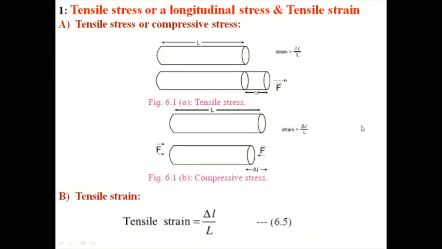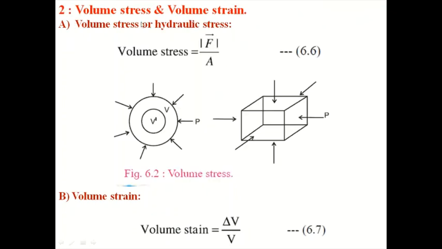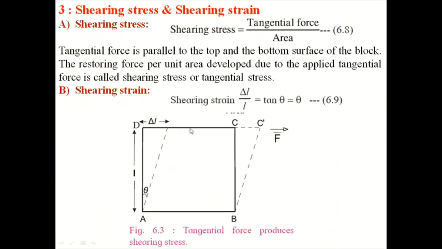The most important difference between these three is that in tensile stress and longitudinal stress, both size and shape are changed, but in volumetric stress only size is changed, with no change in shape. But in shearing stress the shape is changed without changing the size. It is the most important difference between these three.